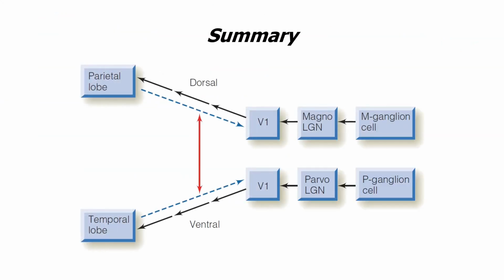I wanted to give you a quick summary of where we started off. We started off at the eyes with the rods and the cones, bipolar cells and ganglion cells. And here's a bit of a summary.